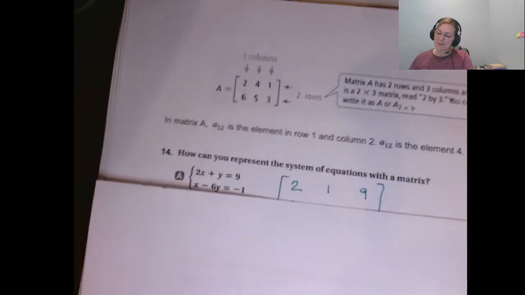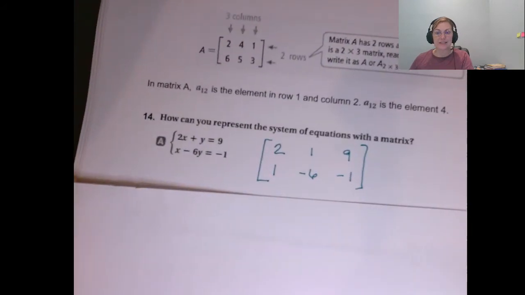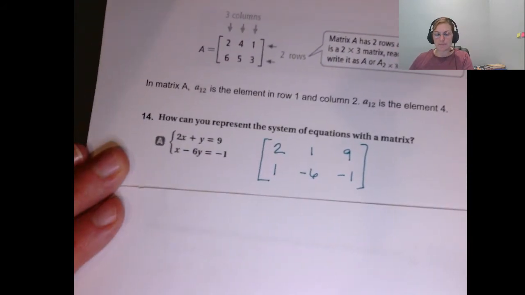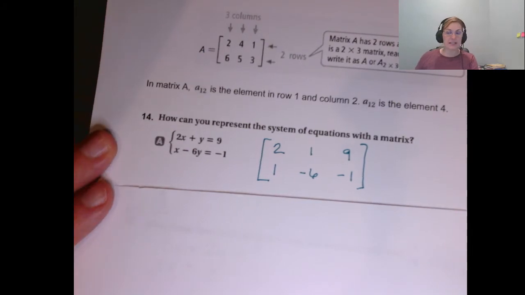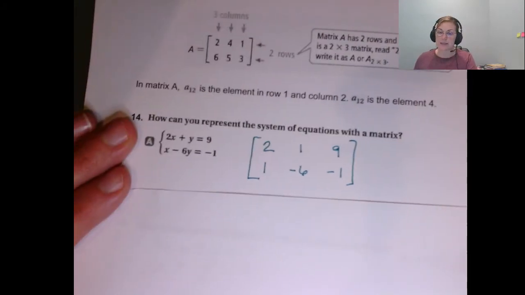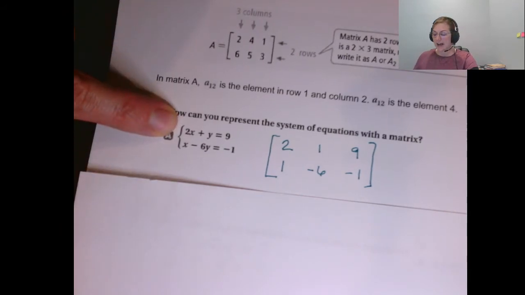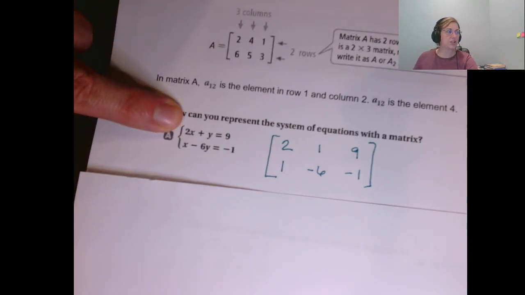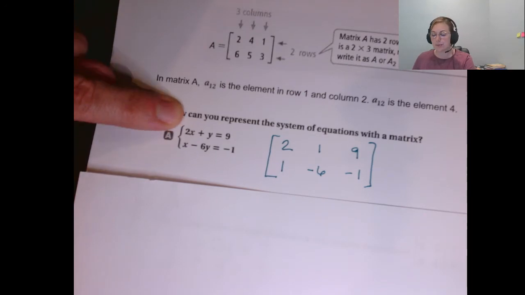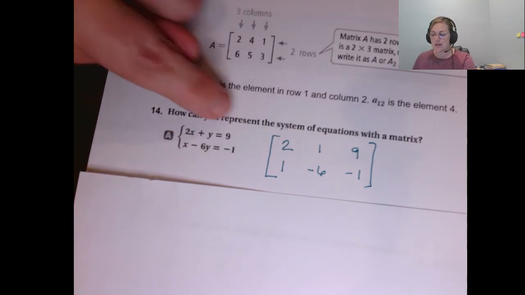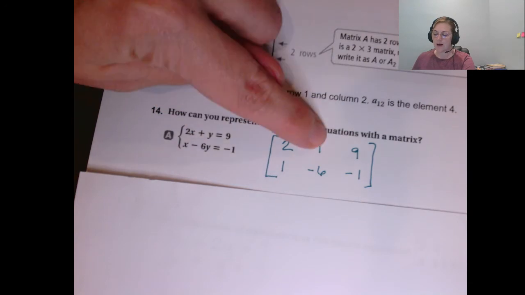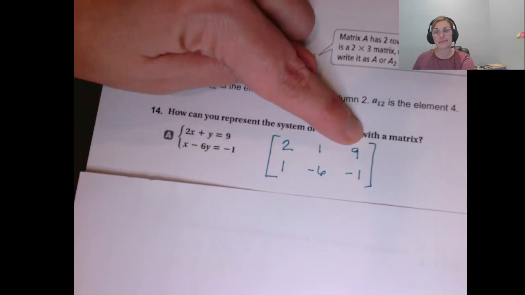Okay, our next problem asks us to represent the system with a matrix. So I want you to see how I broke this down to put my matrix together, okay? You'll notice in my equations that I took the coefficients. I just took the numbers that were in front of the variables. So I've got 2, there's an understood 1 in front of that y, and then the constant 9.